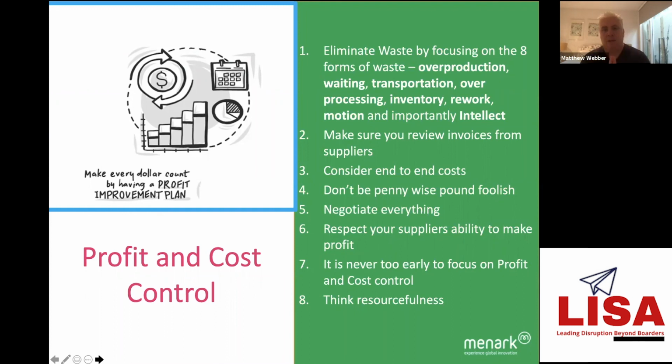You need to make sure that you are reviewing with your suppliers, reviewing your invoices, and making sure that you have good controls so that what you're actually getting from them is what's being charged, and that you're getting good value.